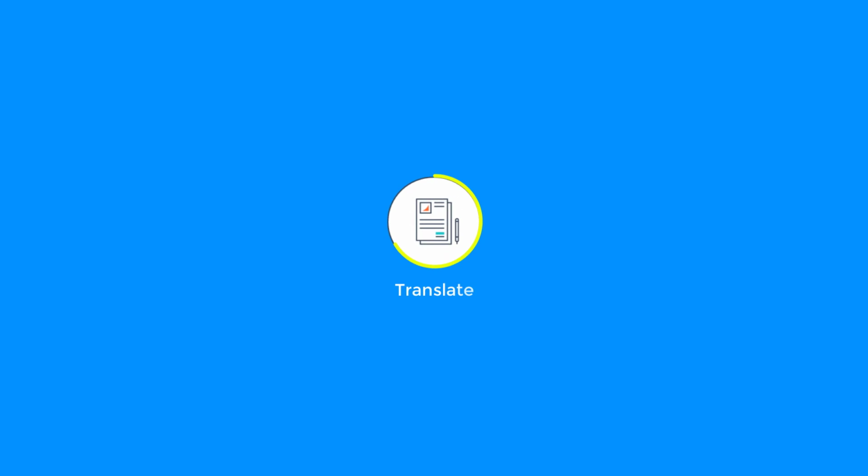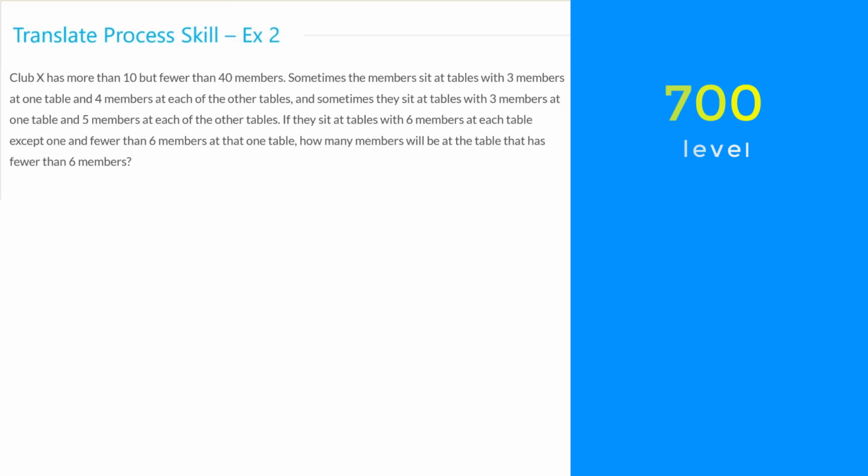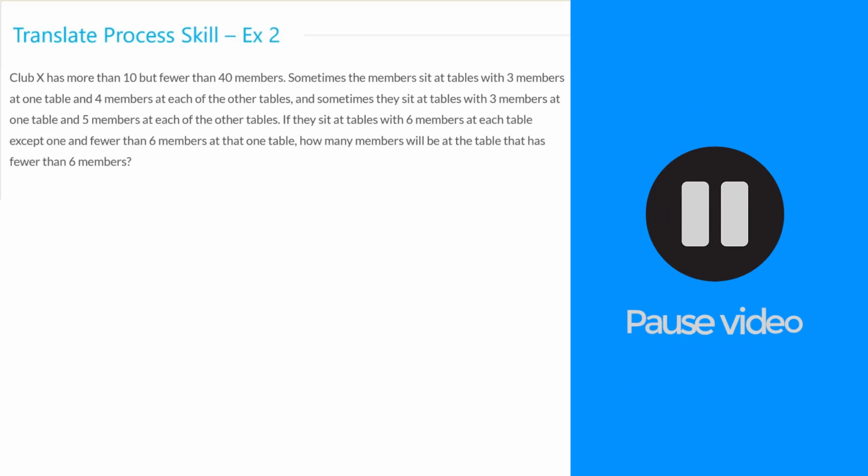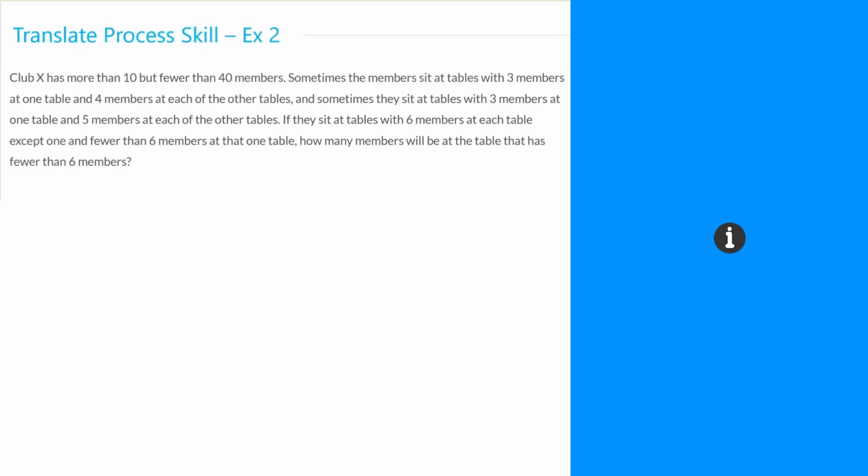Let's apply the translate process skill on this 700 level number properties question from the official guide. Pause the video to solve the question. Click on the information icon on the top right hand corner to submit your response. Resume when you're done.